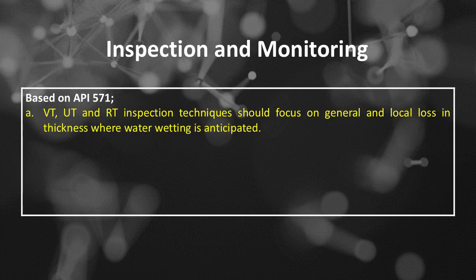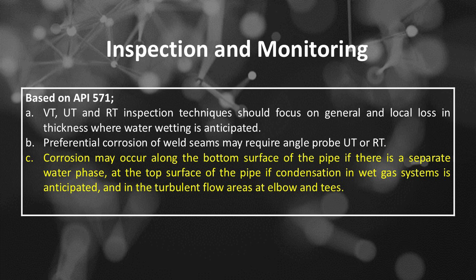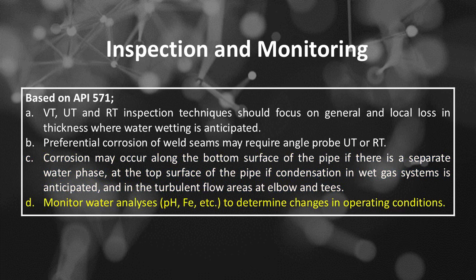CO2 corrosion inspection and monitoring based on API 571. Number A, VT, UT and RT inspection techniques should focus on general and local loss in thickness where water wetting is anticipated. Number B, preferential corrosion of weld seams may require angle probe UT or RT. Number C, corrosion may occur along the bottom surface of the pipe if there is a separate water phase, at the top surface of the pipe if condensation in wet gas systems is anticipated, and in the turbulent flow areas at elbow and tees. Number D, monitor water analyses, pH, Fe, etc., to determine changes in operating conditions.